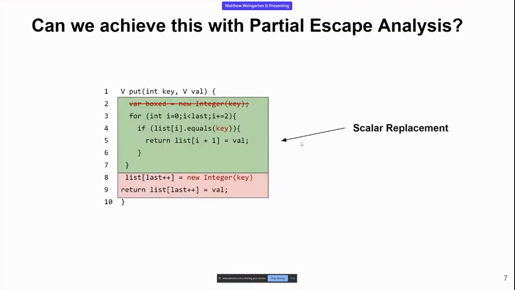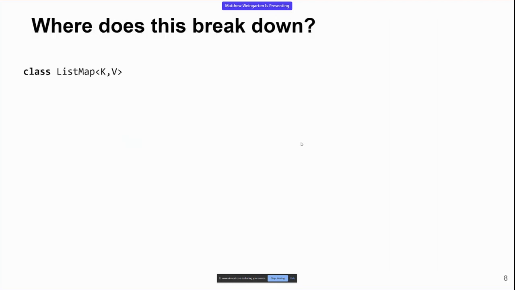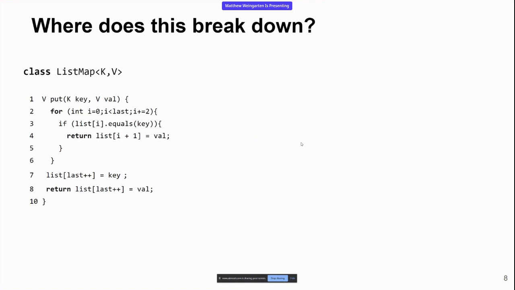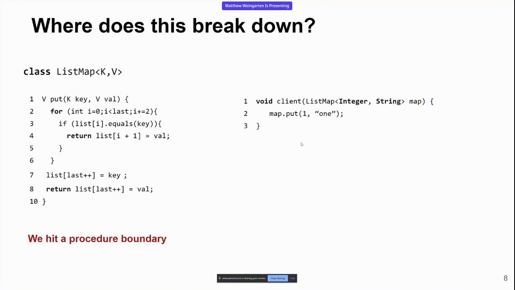Good, problem solved. The problem comes when we have a more complex example. In the real world, maybe we have a list map implementation that is generic on the key. Now, there is nothing for partial escape analysis to even do. There's no allocation in this put function. And this nicely illustrates the limitation of partial escape analysis, and that is the fact that whenever we hit procedure boundaries, we're stuck, right? We have to say that the object escapes.